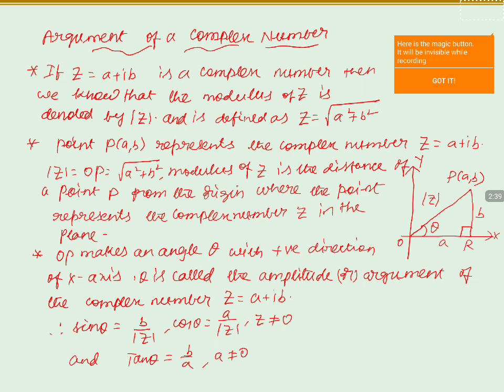Now, OP makes an angle theta with the positive direction of the x-axis. The theta which is obtained, we will call it the amplitude or the argument of the complex number, that is z equal to a plus ib. And sine theta is nothing but the opposite side by hypotenuse, that is b by modulus of z. Cos theta is equal to adjacent side by hypotenuse, that is a by modulus of z. But we have to remember that z is always not equal to 0. And by taking tan theta, we will get b by a, where b is the opposite side and a is the adjacent side, and a is not equal to 0.